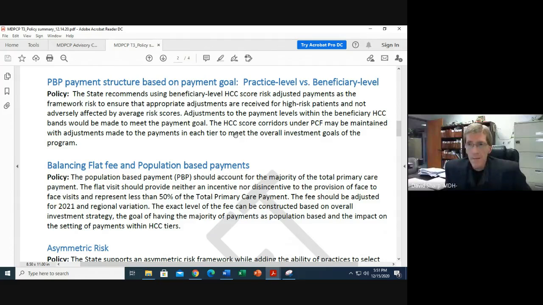Okay. Are there comments from the group on the way the policy is worded, which states the recommendation for the policy is use beneficiary level HCC scores? Okay, hearing none, we can travel on.